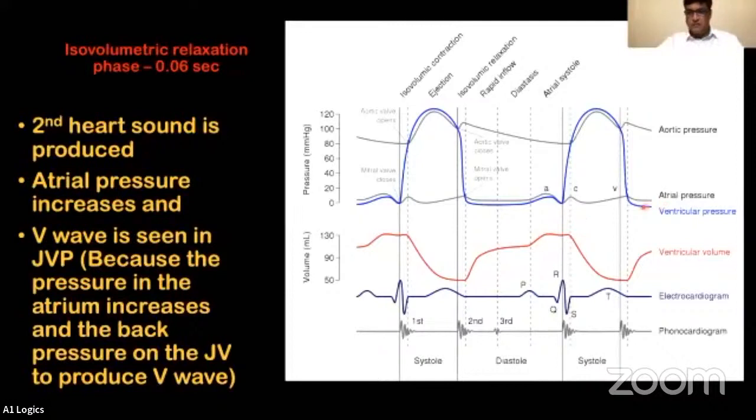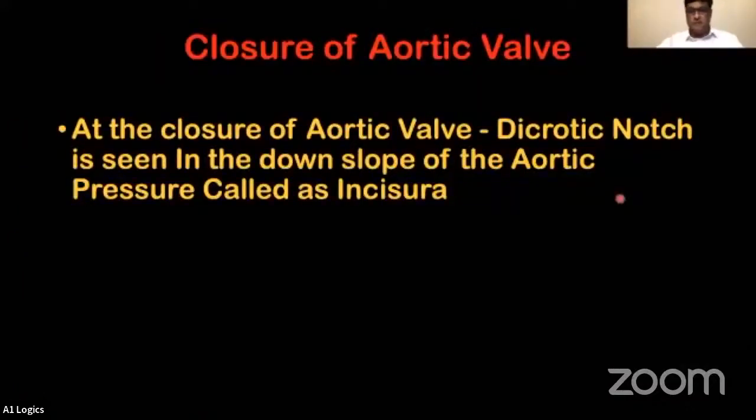Now, if you see the atrial pressure, there is a slight increase here, and we see a V wave again because of the back pressure. As I told you, there are no valves in these veins, so there's a back pressure, and you can see a recording of V on the JVP.